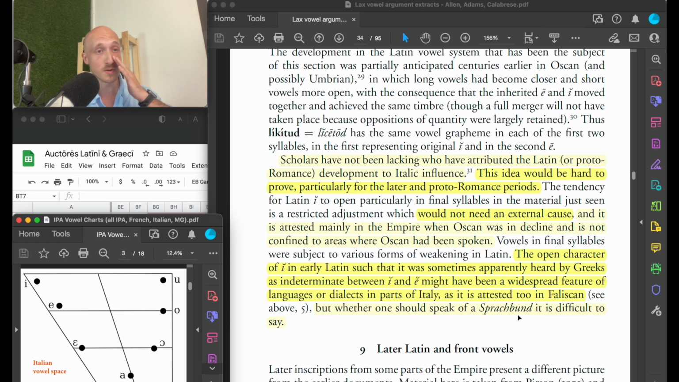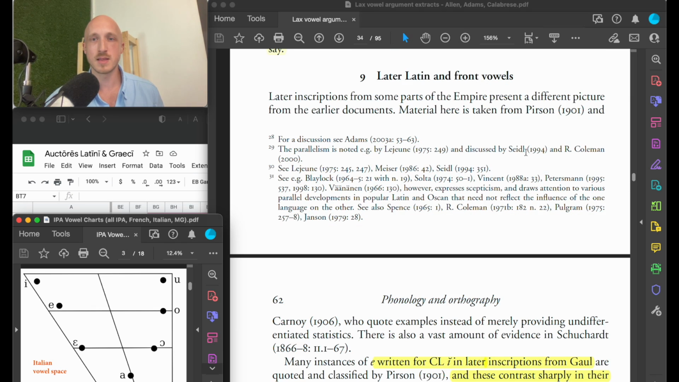But then when we have the more standardized dialects in imperial times, and we see Greek spelled feket or peket, however you want to pronounce it, for feket, that's very strong evidence. That's much stronger evidence than the early stuff, which was incredibly rare anyway. Later Latin and front vowels.